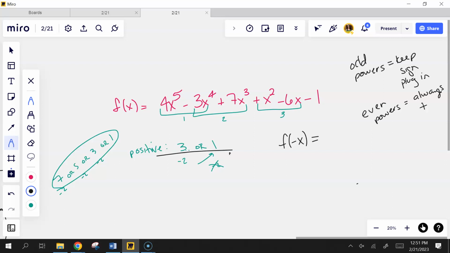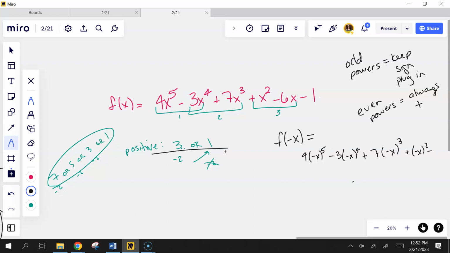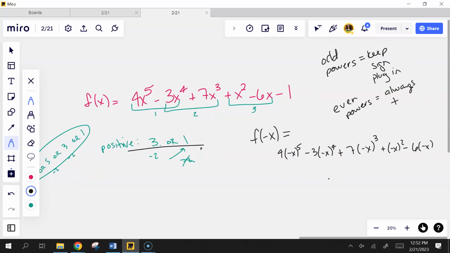All right, f of negative x. This x is going to be negative. You don't have to plug it in this way, but I want to show you step by step why. I just plugged in a negative x for every x. Because it's to an odd power, it keeps the sign that I plugged in. So this would be negative 4x to the 5th. This becomes positive minus 3x to the 4th.